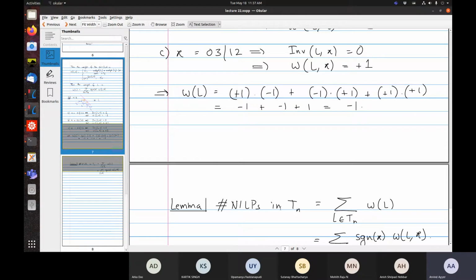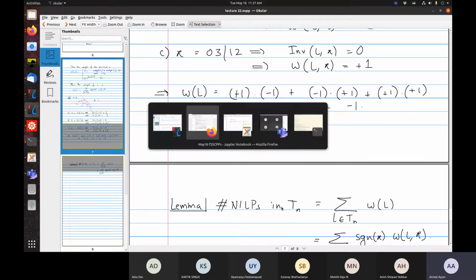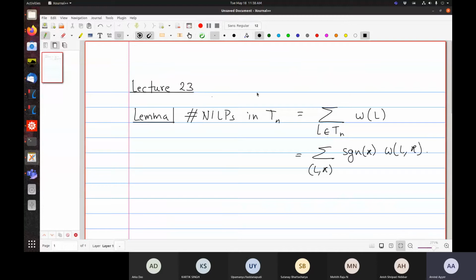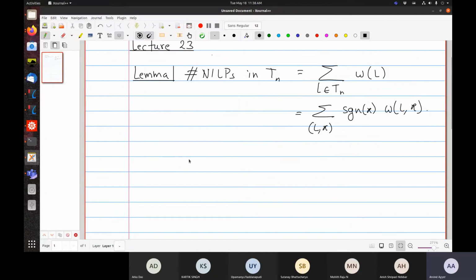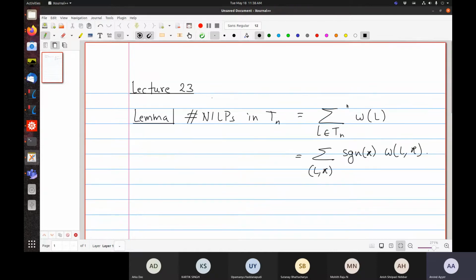Okay, that's what I'm going to prove now. So I have rewritten this lemma. What it says is that even though there are many more paths than non-intersecting ones in Tn, if I sum over all the weights, I will get only contributions from non-intersecting ones.